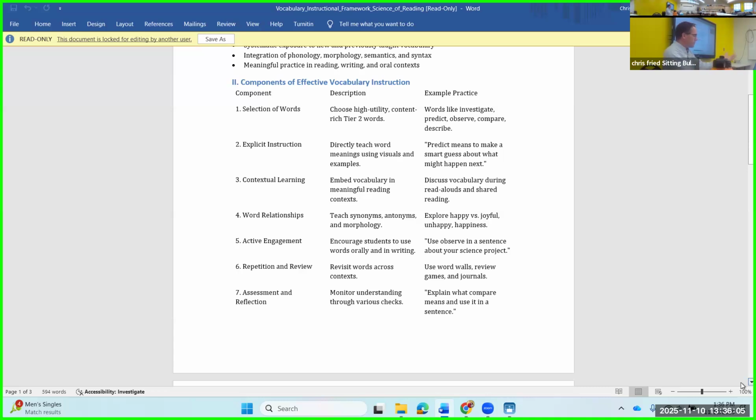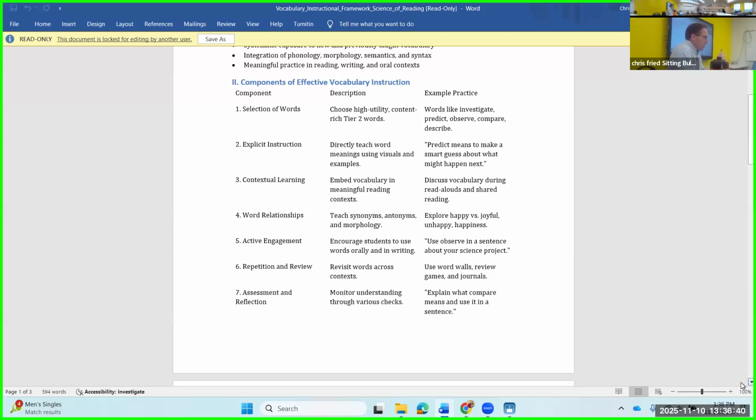So as we look at that, it also gives us examples here, right, of some words that are in that tier 2 category: investigate, predict, observe, et cetera. So when we use explicit instruction, then we directly teach that word's meaning using visuals, examples, et cetera. And it gives us an example to take a look at in terms of what that means. So predict means to make a smart guess about what might happen next, right? So simple way to share that.